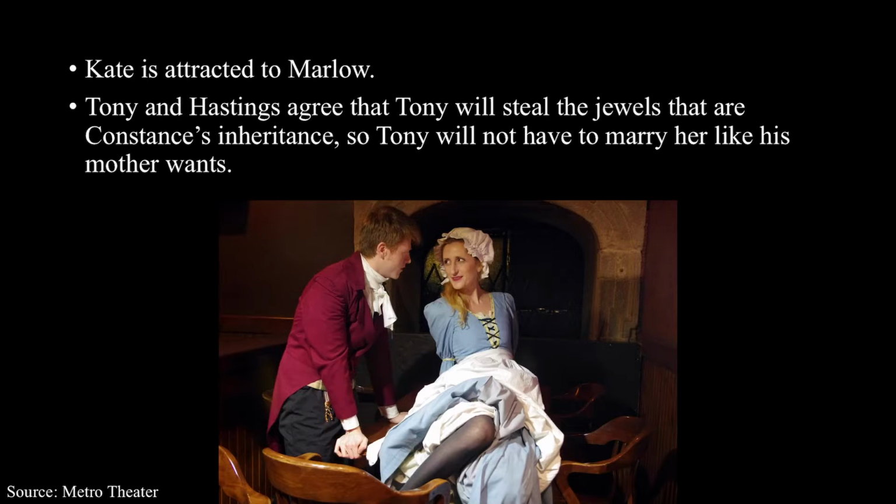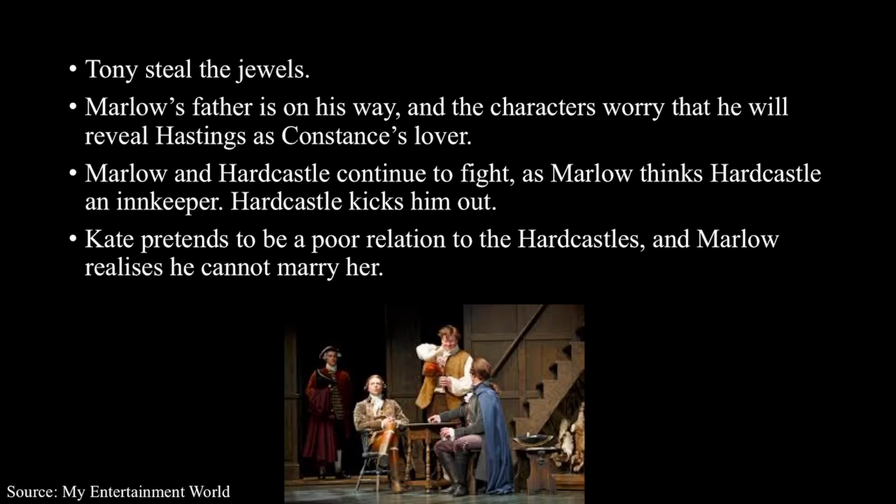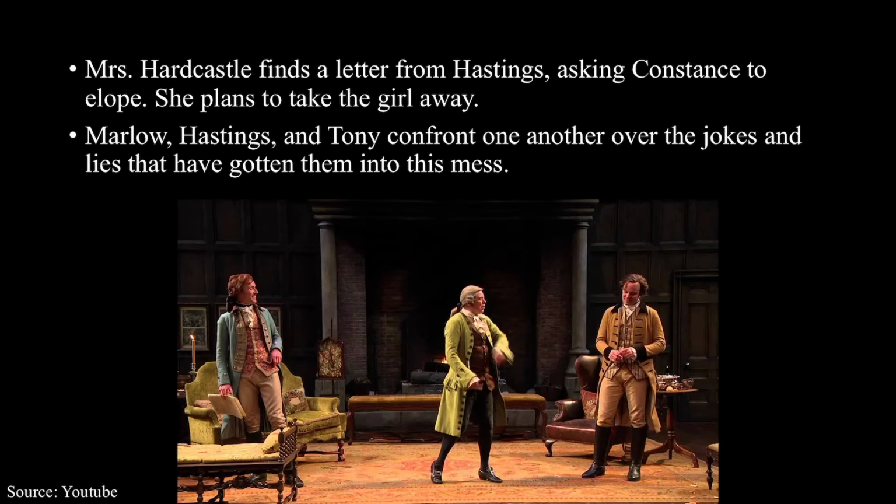We find that Kate is really attracted to Marlowe, and Tony and Hastings agree that Tony will steal the jewels that are Constance's inheritance so that Tony will not have to marry her like his mother wants him to. Tony steals the jewels, and Marlowe's father is on his way, and the characters worry that he'll reveal Hastings as Constance's lover. Marlowe and Hardcastle continue to fight, as Marlowe thinks Hardcastle is an innkeeper, and Hardcastle ends up kicking him out. Kate pretends to be a poor relation to the Hardcastles, and Marlowe realises that he cannot marry her.